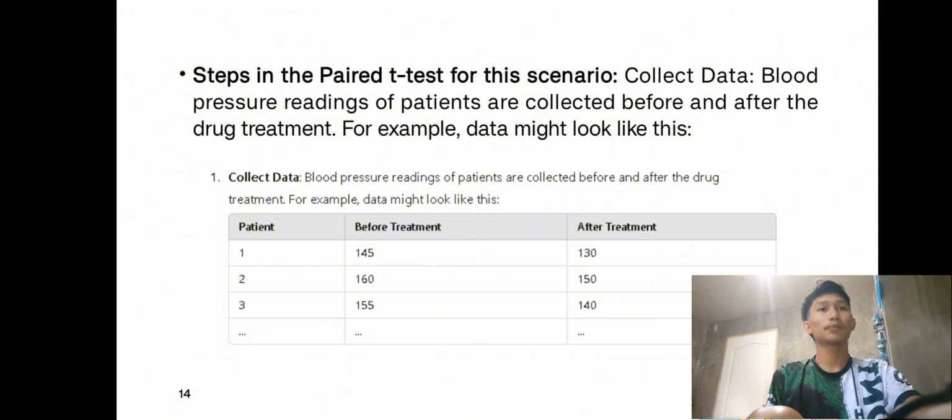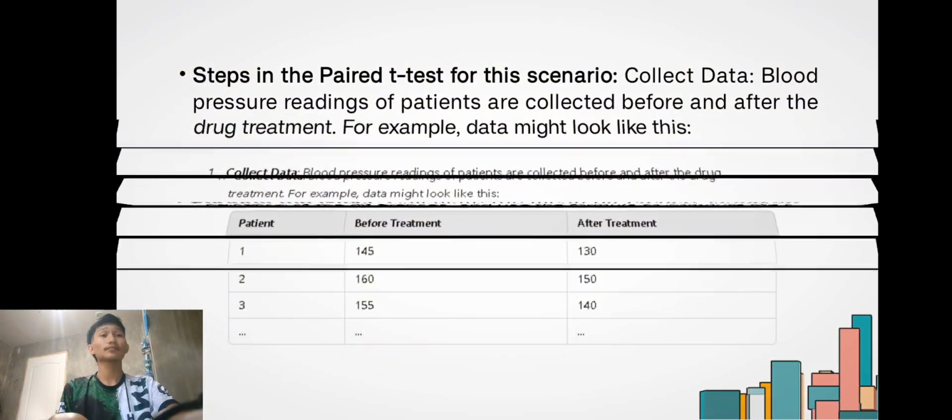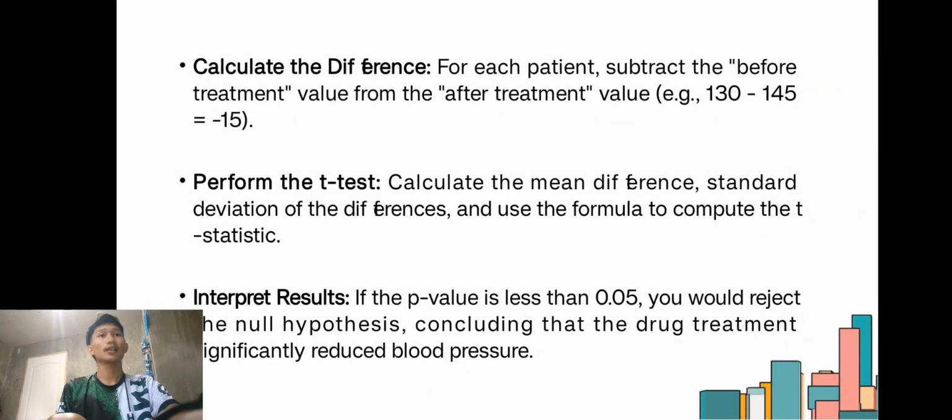Steps in the paired t-test for this scenario: collect data. Blood pressure readings of patients are collected before and after the drug treatment. For example, data might look like this. This is the example of collect data. Calculate the difference for each patient. Subtract the before treatment value from the after treatment.